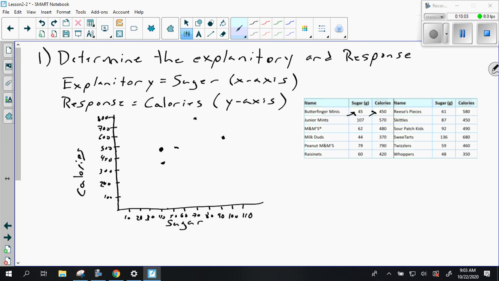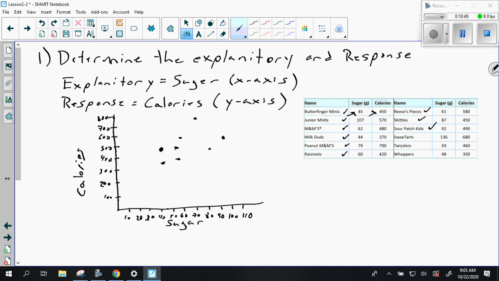And they're not going to be perfect. They're close. But what we're going to find is a general pattern is what we're going to be looking for. We want to be able to create a pattern with this scatter plot and then describe that pattern. So I might actually just make a check next to these so that I know that I've done them. Raisinets 60, 420. And then Reese's Pieces is at 61, 580.